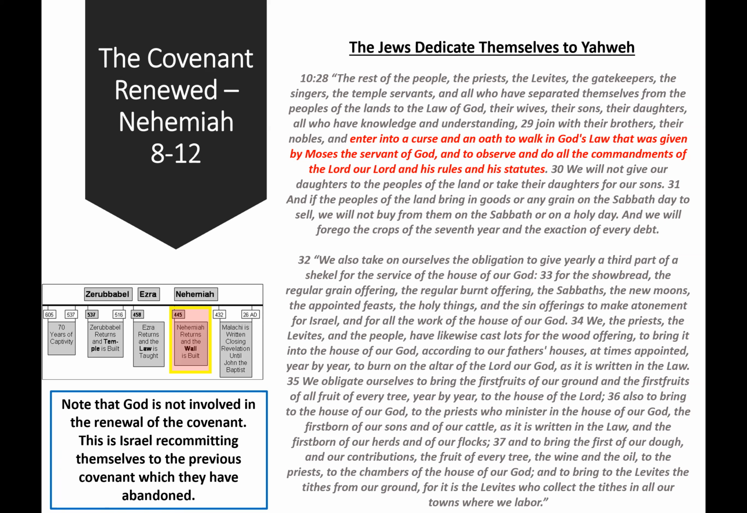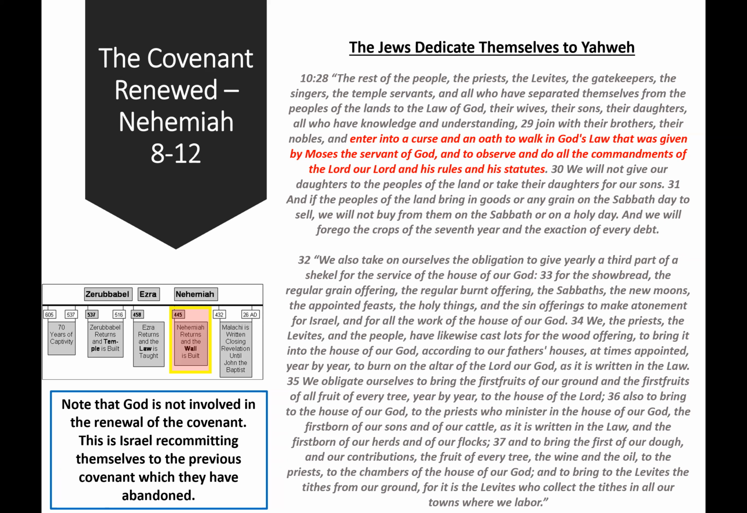on ourselves the obligation to give yearly a third part of the shekel for the service of the house of our God, for the showbread, for the regular grain offering, the regular burnt offering, the Sabbaths, the new moons, the appointed feasts, the holy things, and the sin offerings to make atonement for Israel, and for all the work of the house of our God. We, the priests, the Levites, and the people, have likewise cast lots for the wood offering to bring it into the house of our God, according to our fathers' houses at times appointed year by year, to burn on the altar of the Lord our God, as it is written in the law.